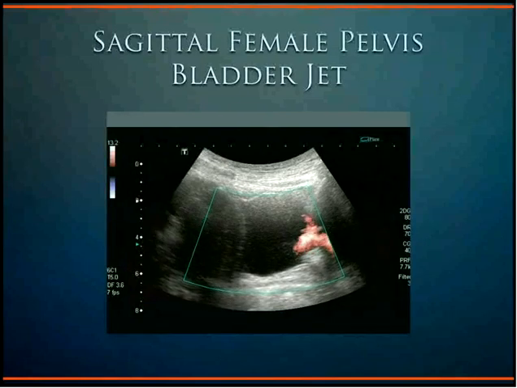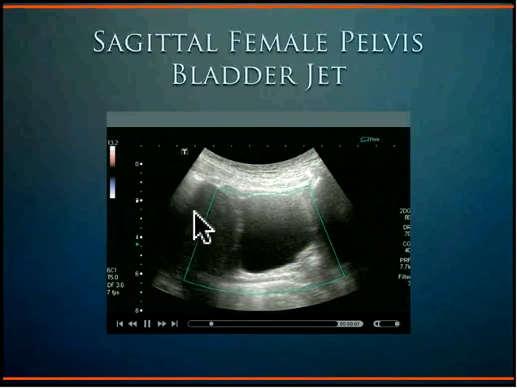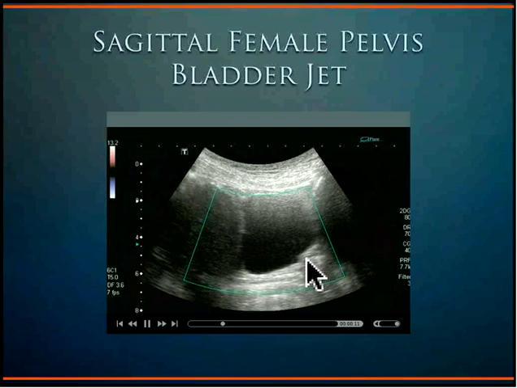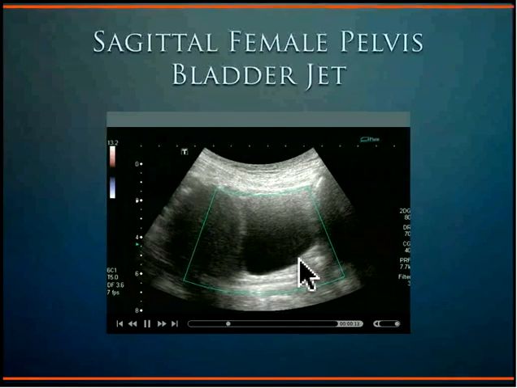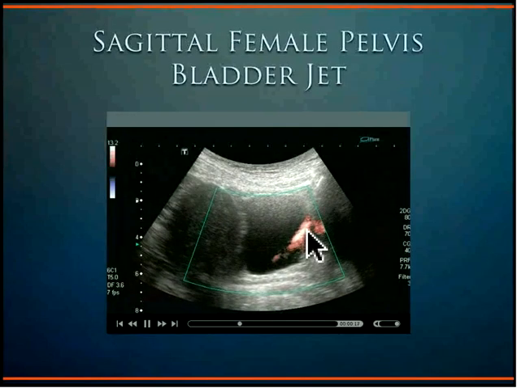In this example, we turn the probe sagittally in the female pelvis. We can see the uterus superior to the bladder, and during a jet, we can see the jet firing on that inferior wall of the bladder.